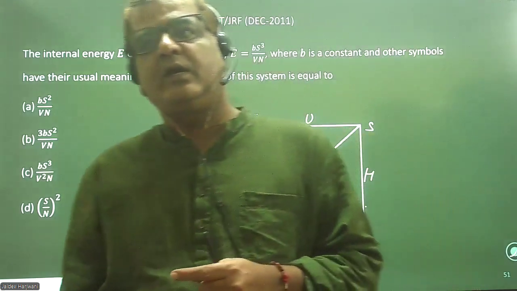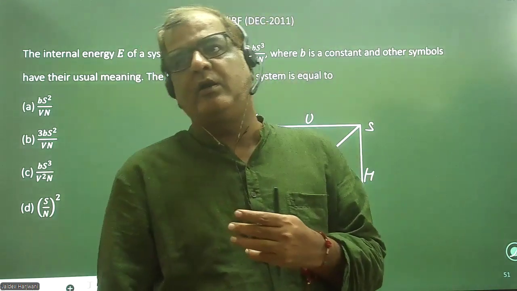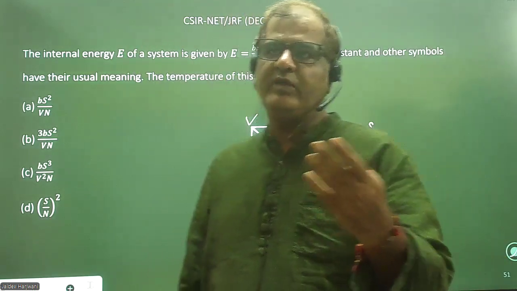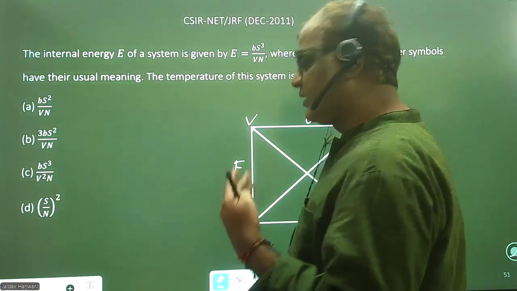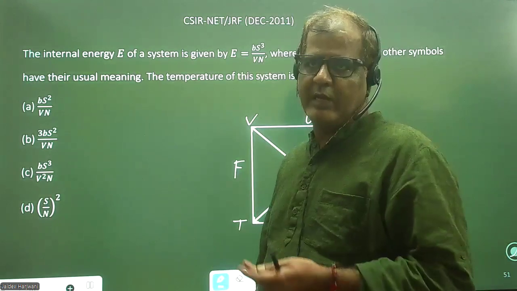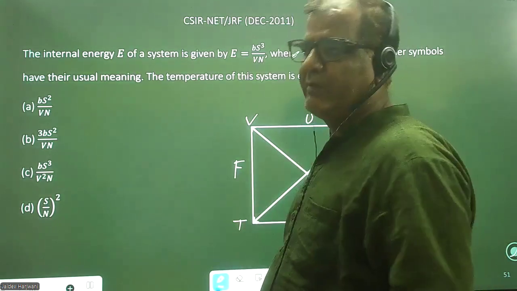Hello students, whenever we see problems of thermodynamic potential or problems related to the Maxwell relations, we use this magic square. Using this magic square, we can easily get the mathematical expression for thermodynamic potentials, and we can write the Maxwell relations very easily without memorizing them.